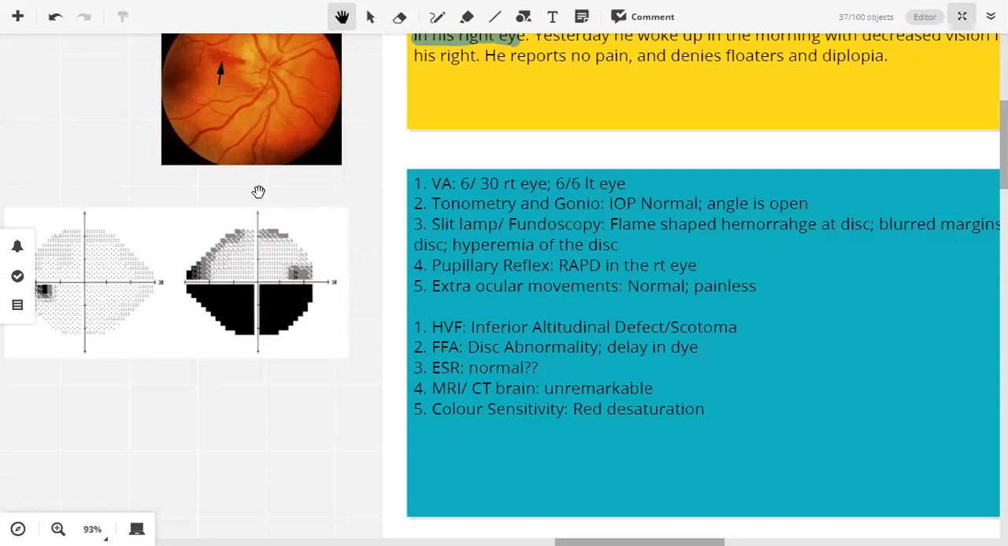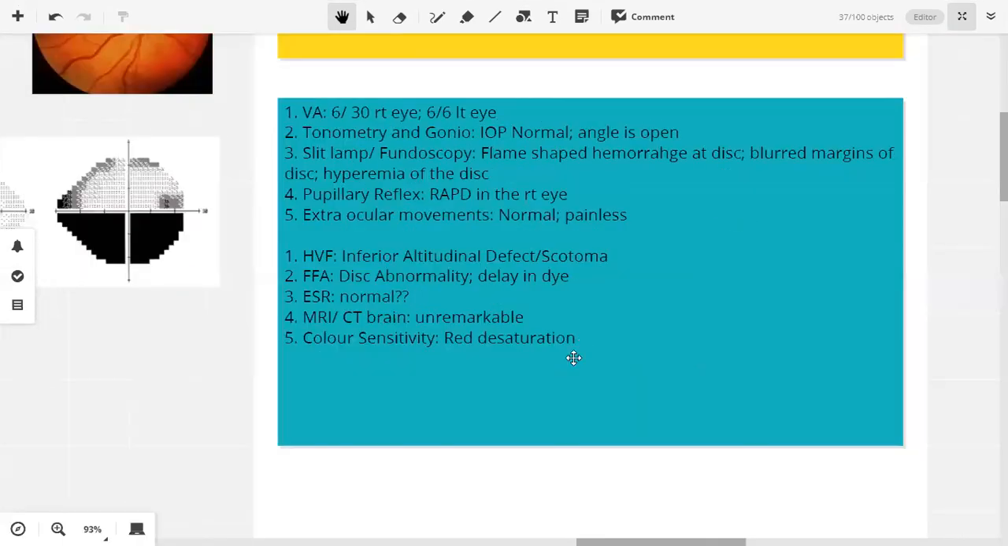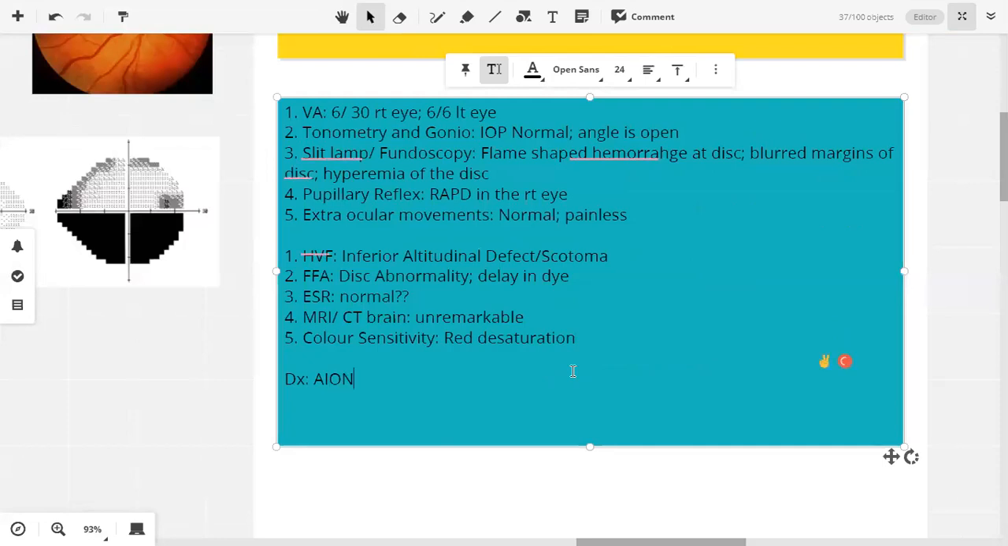He means optic neuritis. Okay, the diagnosis is AION. What is AION? AION क्या होता है? Acute ischemic optic neuritis. It's anterior. Anterior. It's anterior ischemic optic neuropathy. This is the diagnosis of this case.